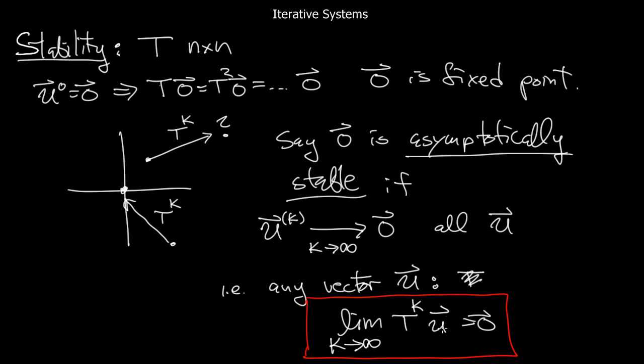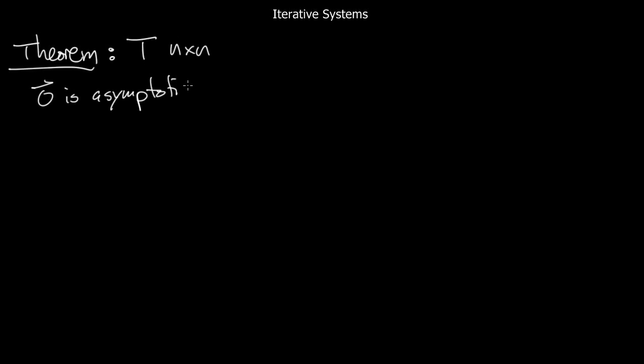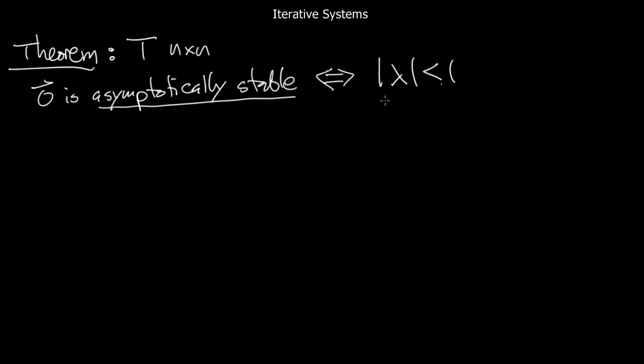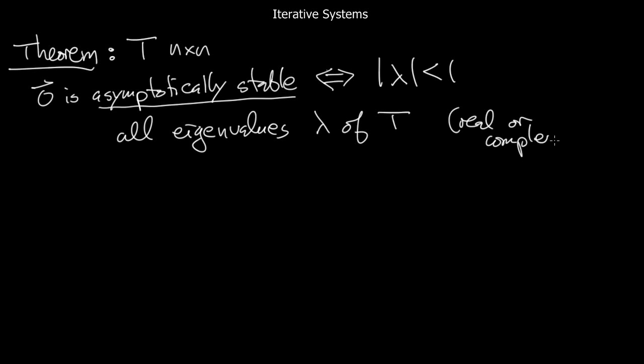So the question is, how do you tell if a system is stable or asymptotically stable or not? So here's the theorem. Suppose T is an n by n matrix. Then the zero vector is asymptotically stable exactly when the following condition holds: if and only if the absolute value of lambda is less than 1 for all eigenvalues of T. So you compute all of the eigenvalues, real or complex, and they'd better all have absolute value less than 1.